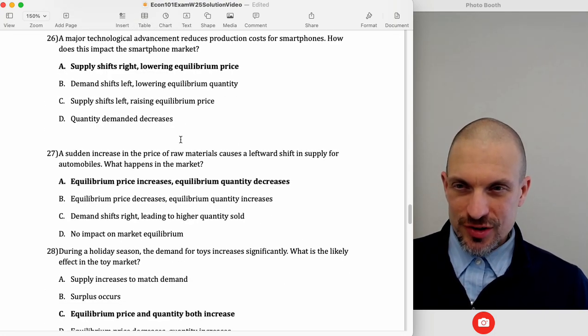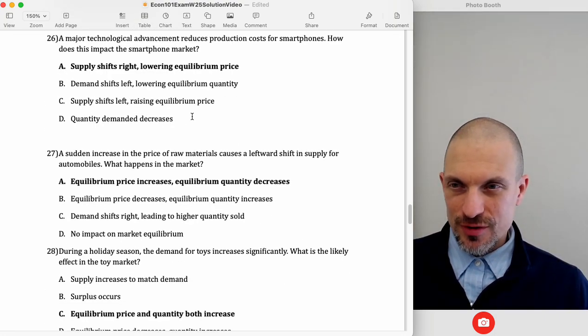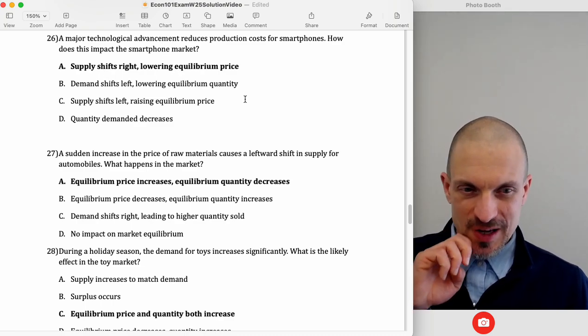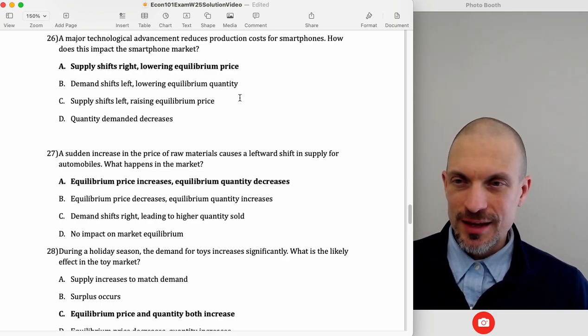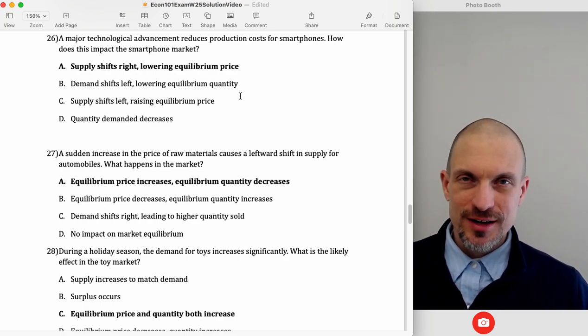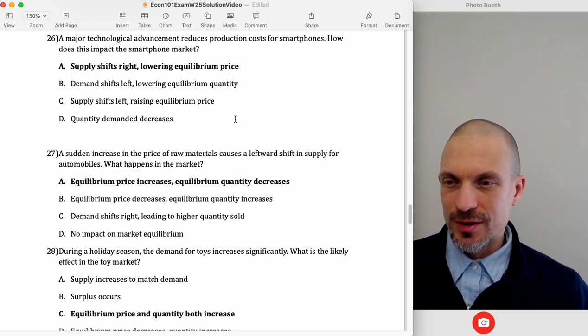A major technological advancement reduces production costs for smartphones. How does this impact the smartphone market? Well, this technological advancement, I think we mentioned something like this earlier in the exam, is going to lead to an increase in supply, basically flooding the market, right? Lower equilibrium price, higher equilibrium quantity.